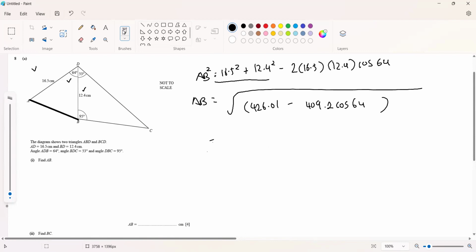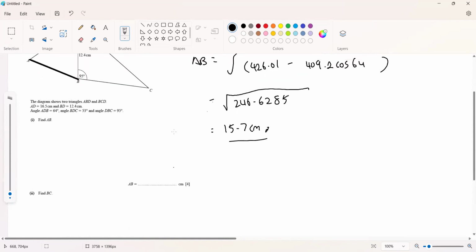So we take 426.01 minus 409.2 cos 64. And that would be the square root of 246.6285, and then we square root our answer, and that would give us 15.7 cm. Right. So that is AB settled.